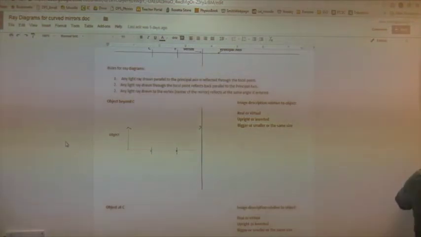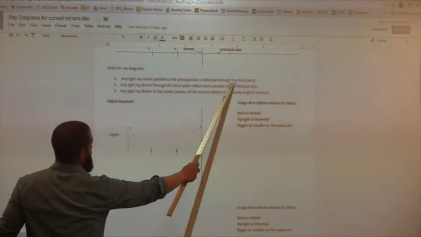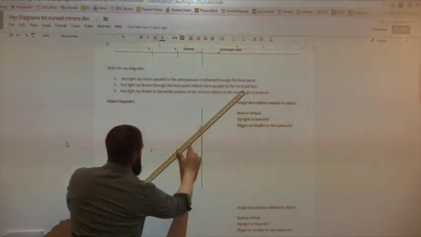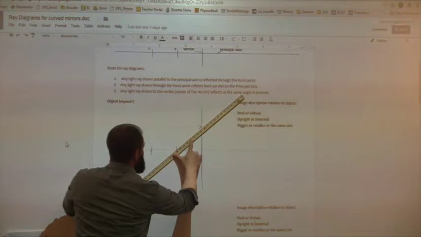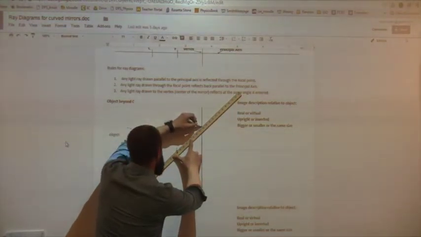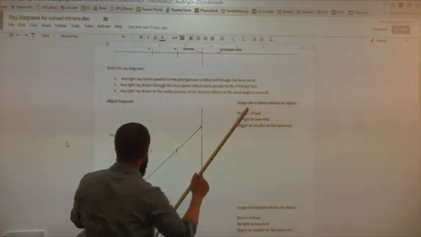So I draw that parallel. Then what it says is it's reflected through the focal point. So what's going to happen here is that this is going to go right through that focal point. And if you did your diagram pretty decent the other day, you noticed this. So that's going to go through here.